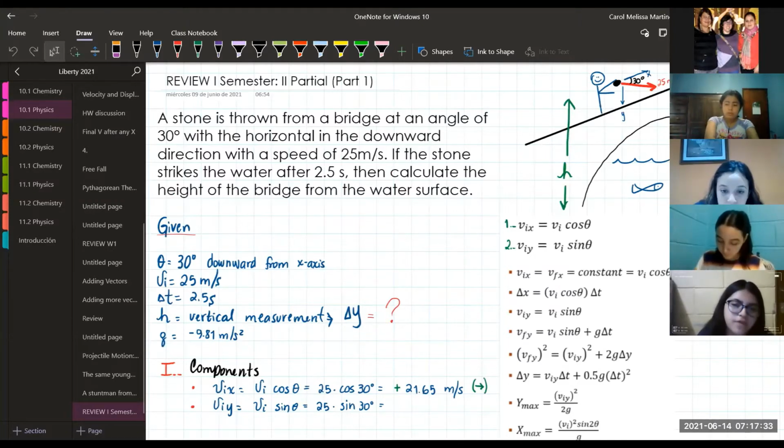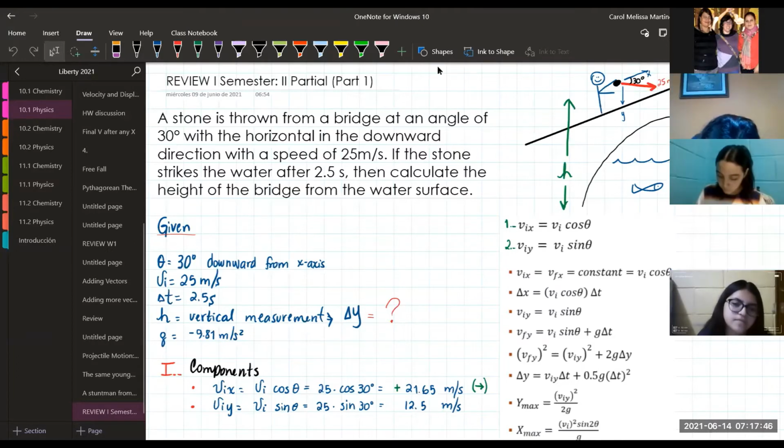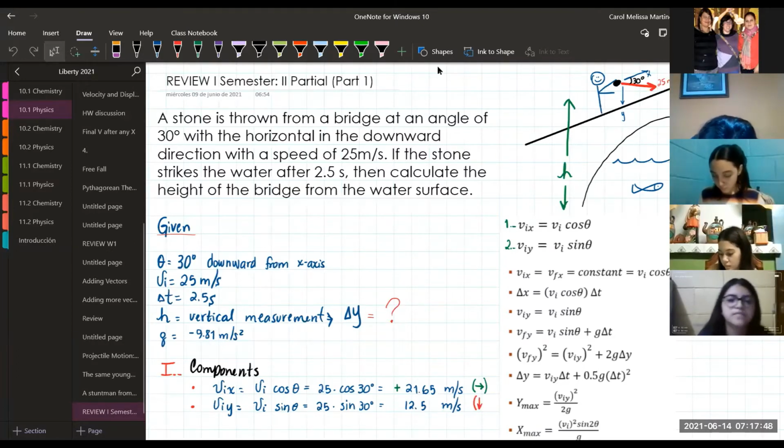12.5 meters over second. Now, how is the stone moving? Is it moving down? It's moving down, so it's going to be negative. That's the first mandatory step.